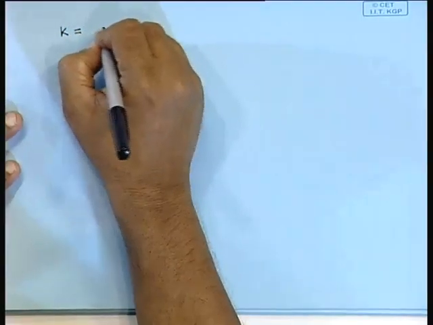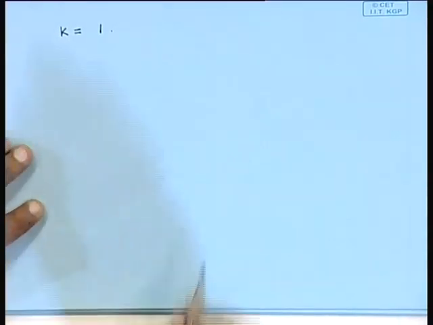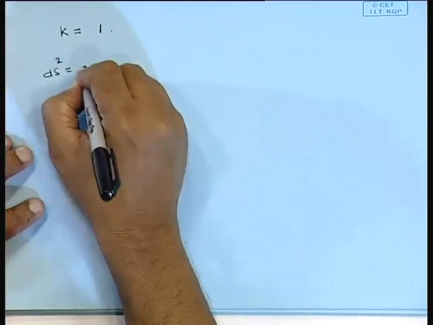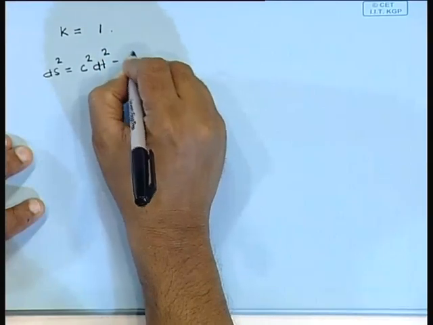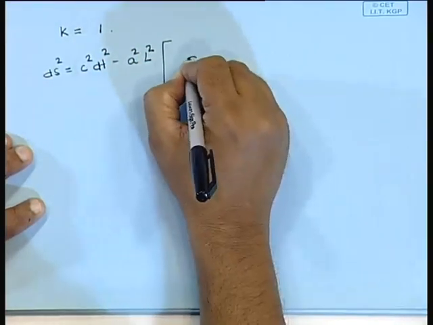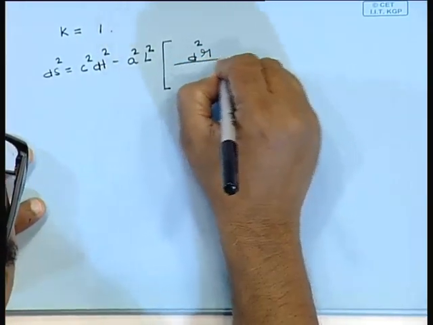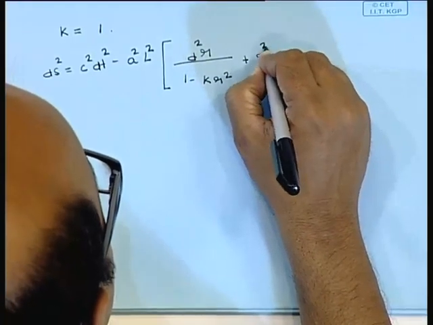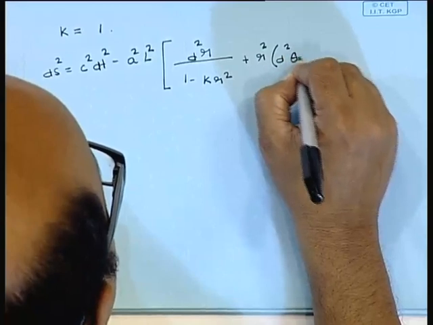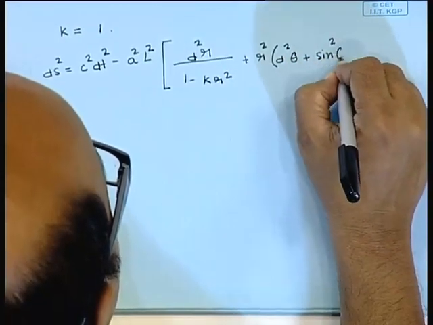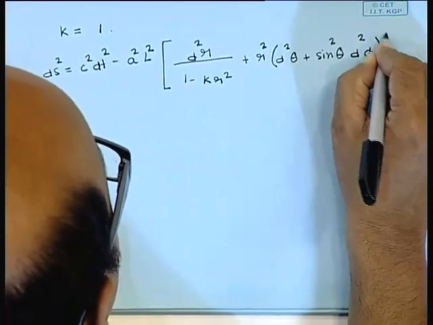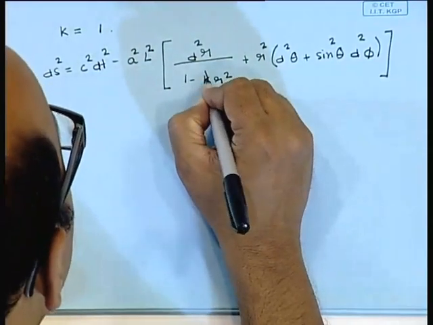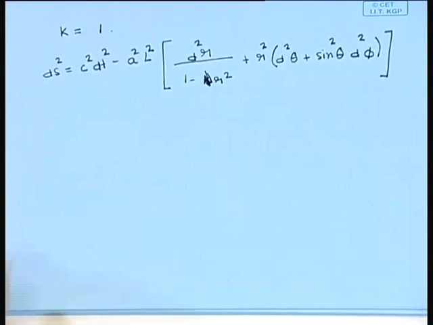Now let us consider k equal to plus 1. Here the interval ds square is c square dt square minus a square of t times, in brackets, d square r over 1 minus k r square, plus r square times d square theta plus sin square theta d square phi. K is already taken to be plus 1, so there is no need to write it explicitly again. K is plus 1, right.